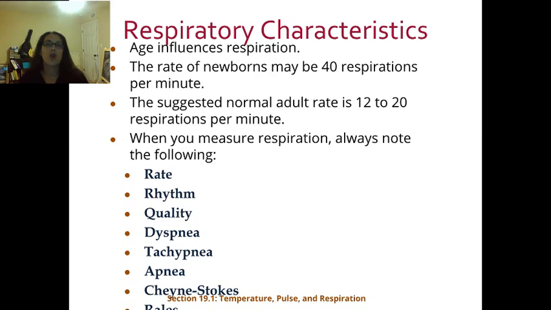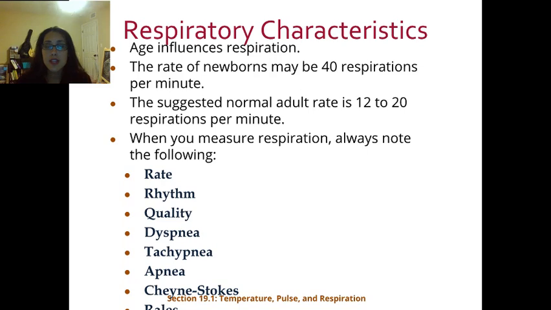When you measure respiration, always note the following: the rate, the rhythm, the quality. If there's dyspnea, check it. We're not going to go into these big terms. The rate is going to be 12 to 20. Your rhythm, you're going to have some patients, I don't know if anybody has had experience with asthma. If you've ever seen somebody with asthma, you're going to see a lot of shallow breathing, wheezing. That's common, so that's where you would be notating that. The quality, is it full?